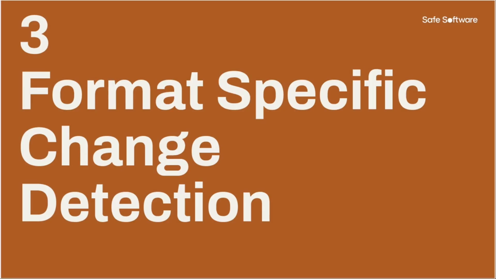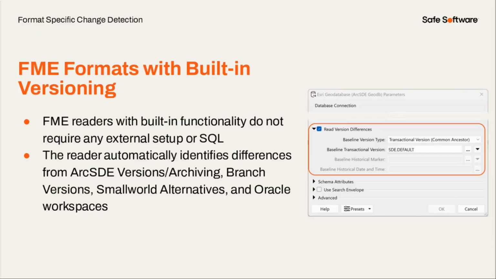All right, thanks, Luke. So we're talking a little bit about format-specific change detection. What do I mean by this? Well, some of FME's formats come with built-in versioning functionality. Something like ArcSDE, your enterprise geodatabases, have versions and branch versions, and you can compare between the 2 versions, as well as Smallworld, which has support for this, as well as Oracle. So this is the versioning that's built into our readers.